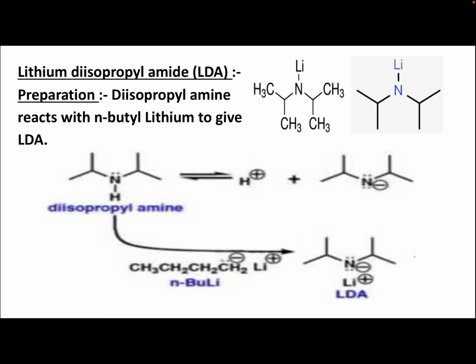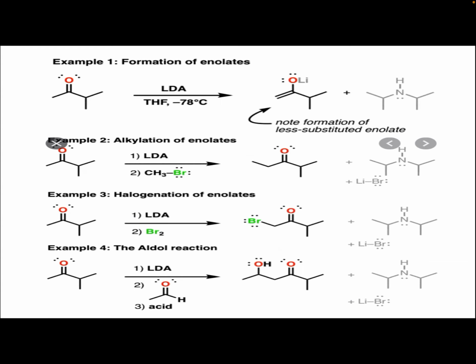So we are saying diisopropyl amine loses H plus, and on N there is a negative charge. And when it reacts with n-butyl lithium, N minus is there and the lithium metal goes and attaches there, so it is forming LDA. Lithium diisopropyl amide is prepared. This is the method of preparation of LDA.